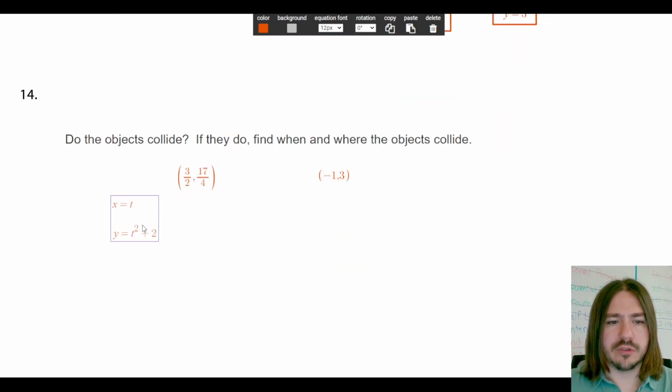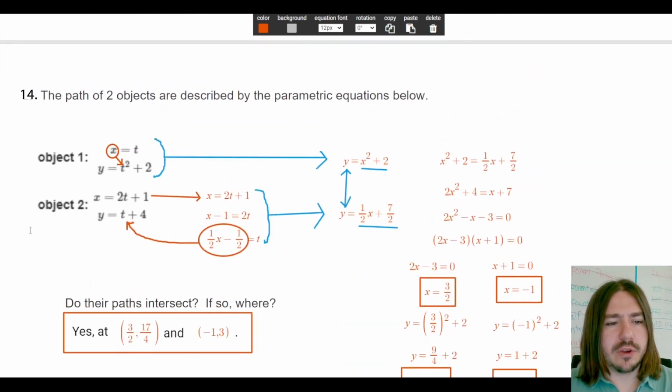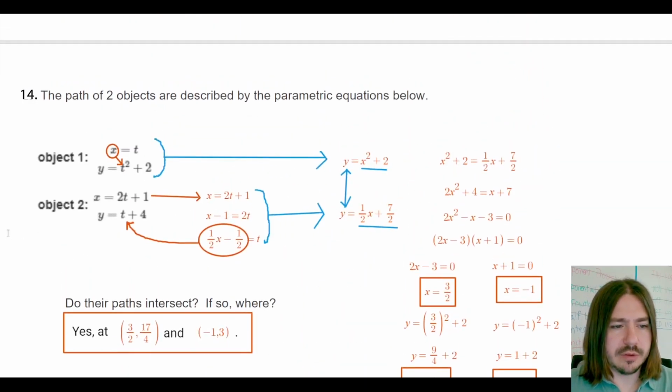So we'll see, okay, where's object 1? Or rather, when is object 1 at this point? And then we also need to know when is object 1 at this point. And then we need the equations for object 2. So I'll go ahead and type those out so I don't have to keep scrolling up and down here.